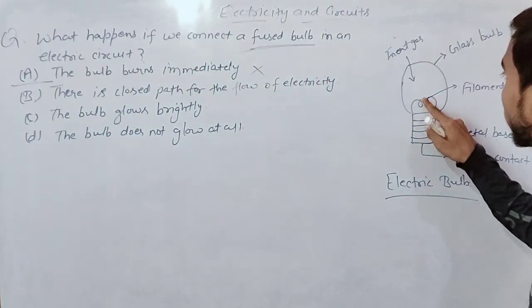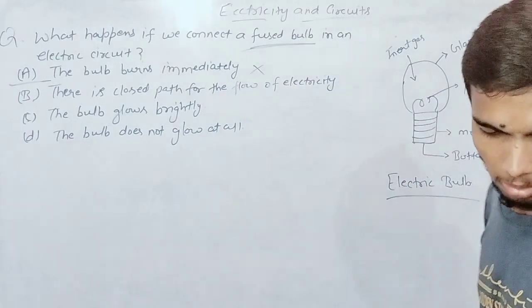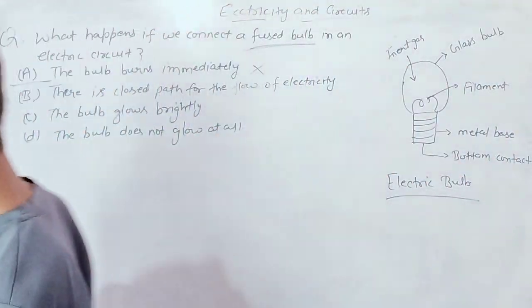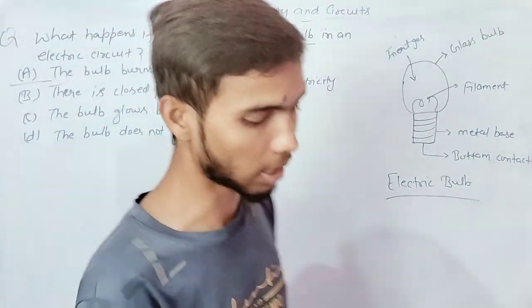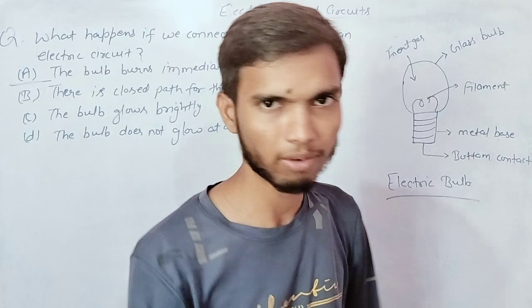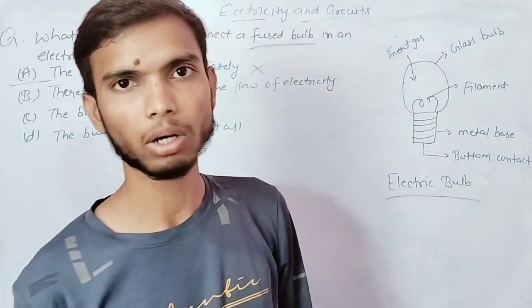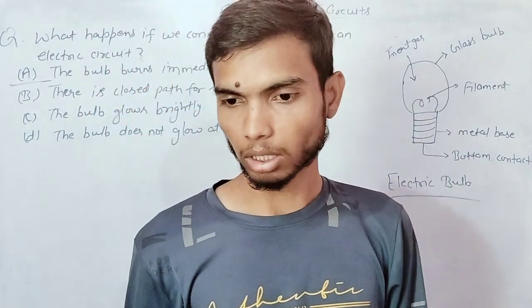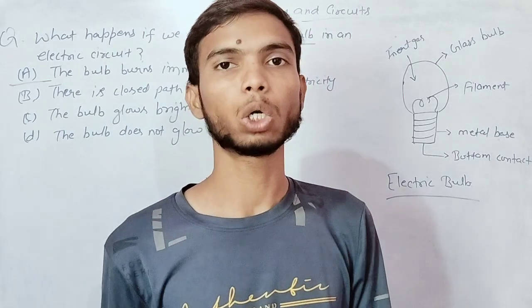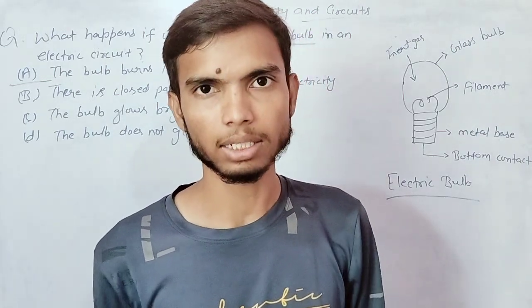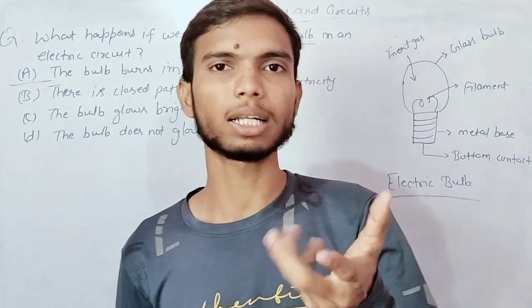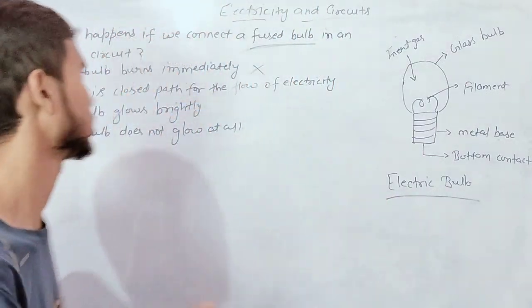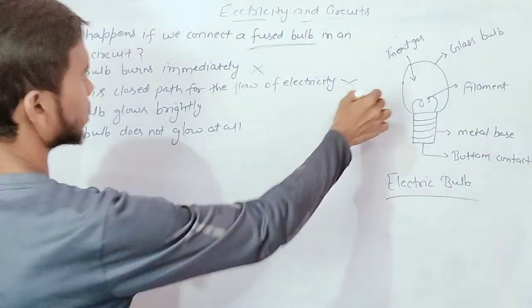So here fused bulb means the filament is broken. That's why we are saying the bulb is fused. I have told you right now that if a fused bulb is connected in an electric circuit, then we can say the circuit is open. The circuit is not closed. So this is not the answer for this question.